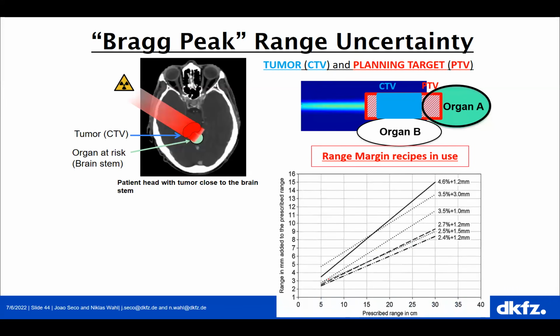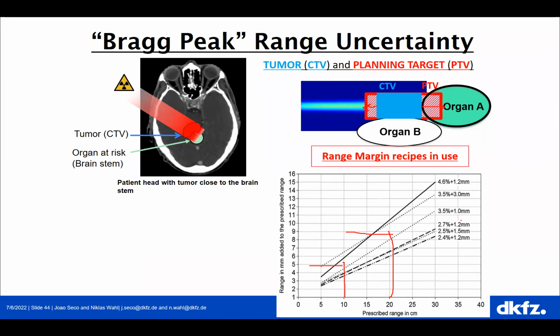What happens is as you get deeper and deeper, the margin that you add increases. For example, at 10 centimeters, the margin is roughly 5 millimeters. But at 20 centimeters, that's practically 9 to 10 millimeters. So the margin that you add changes with the depth of the Bragg peak. You see it's smaller on the proximal side and bigger on the distal side, and that has to do with the uncertainty.